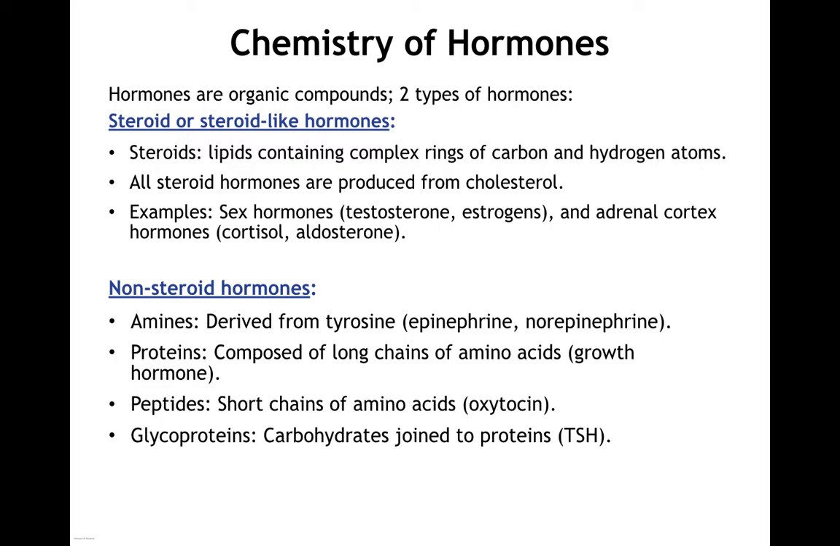The non-steroid hormones would be derived basically from amino acids or proteins. So the amines are derived from tyrosine. That would include epinephrine and norepinephrine. There are some that are proteins, long enough to be called proteins, growth hormone, for example. Some that are peptides, which would just be short chains of amino acids. Oxytocin would be one of those. And then there are some of these proteins that have carbohydrates attached to them. So we call those glycoproteins. And thyroid stimulating hormone, or TSH, would be an example of a glycoprotein.